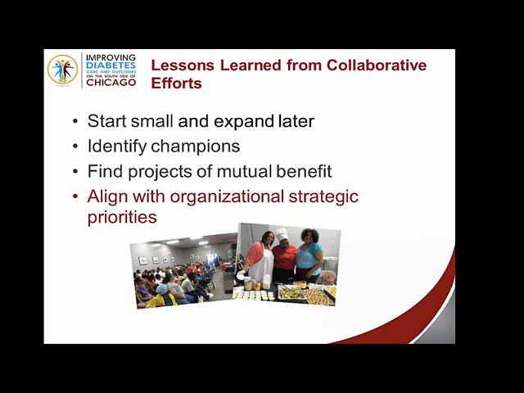The fourth bullet says, align with organizational strategic priorities. And so all of the work that we do, we're housed at the University of Chicago. So we certainly are making significant collaborations outside of the walls of the university and the medical centers and the clinics that we work with. But we do have our research home base at the university.